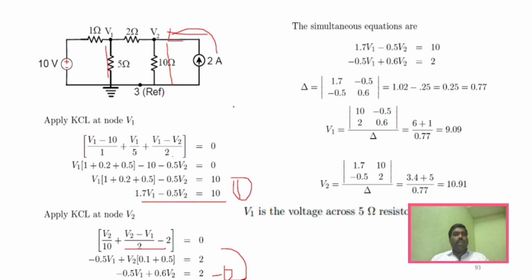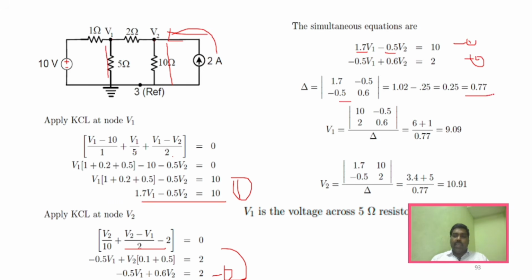You can use manual calculation, or you can use a calculator, or you can use Cramer's rule. Here we have used Cramer's rule. I have already explained how to solve problems using Cramer's rule. Please go through the previous video. So if this is equation 1 and this is equation 2, delta can be found out using these values.